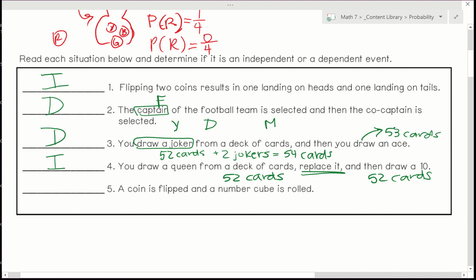So if a coin is flipped and a number cube is rolled, well, a coin is heads and tails, right? A number cube is 1 through 6. Does the number cube care what the coin flip was? When I roll that die, is it going to care and change whether or not I got a heads or a tails on that separate coin flip? You know that it's not going to care, right? So that is an independent event. Okay, take a second, write that down.